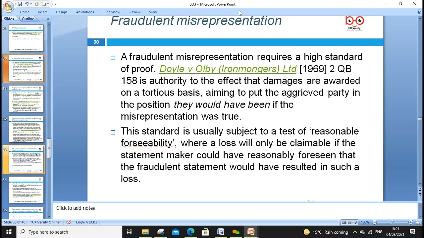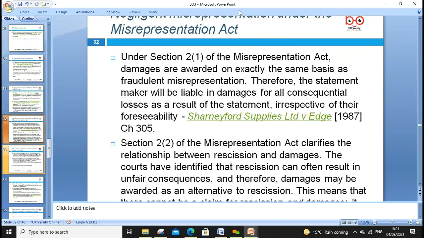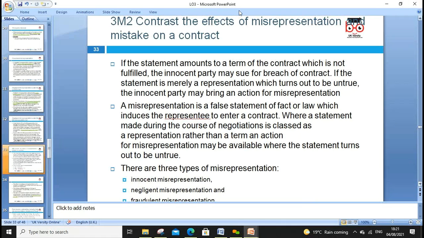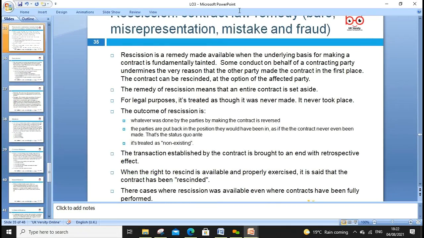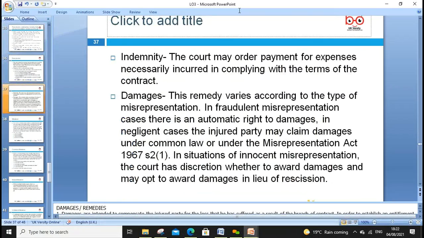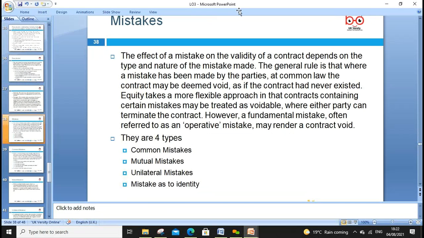Third parties and fraudulent representation: these are the case laws. If we include them and compare and contrast, then of course we'll get the merit. And if we want to work towards the distinction criteria, this is also for merit: misrepresentation and types of mistake in the contract. Mistake by fraud, where we make a mistake intentionally or unintentionally. Then we have common mistake, mutual mistake, unilateral mistake, and mistake as to identity.